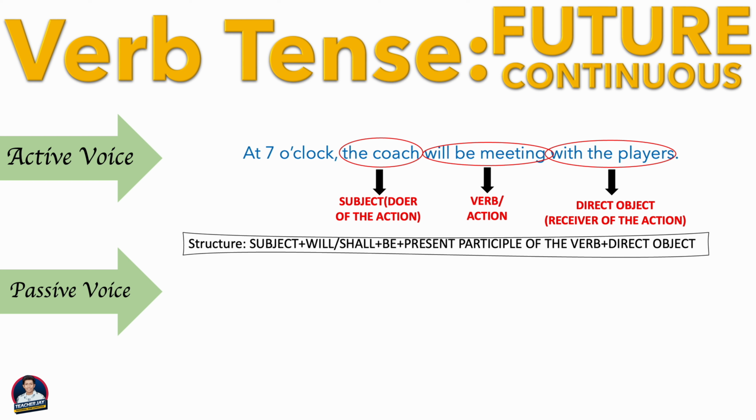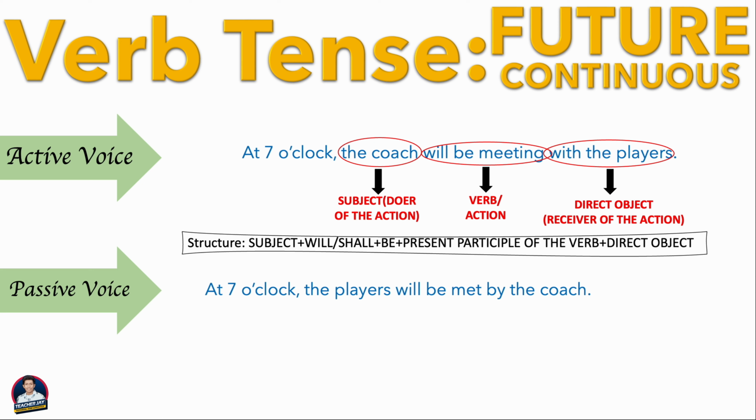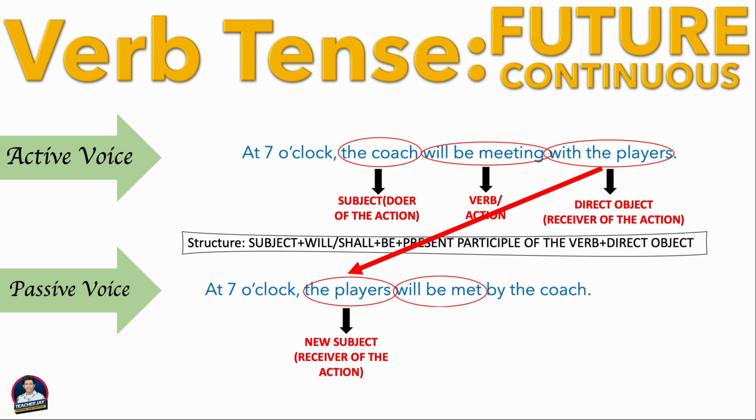To change this active voice to passive voice, our subject and the direct object will exchange their places. So this becomes, at 7 o'clock, the players will be met by the coach. In this example, we have our new subject, which is the players, whose role is only to receive the action, which is will be met. And this is also a new verb structure, from will be meeting to will be met. And then the doer of the action here, by the coach.